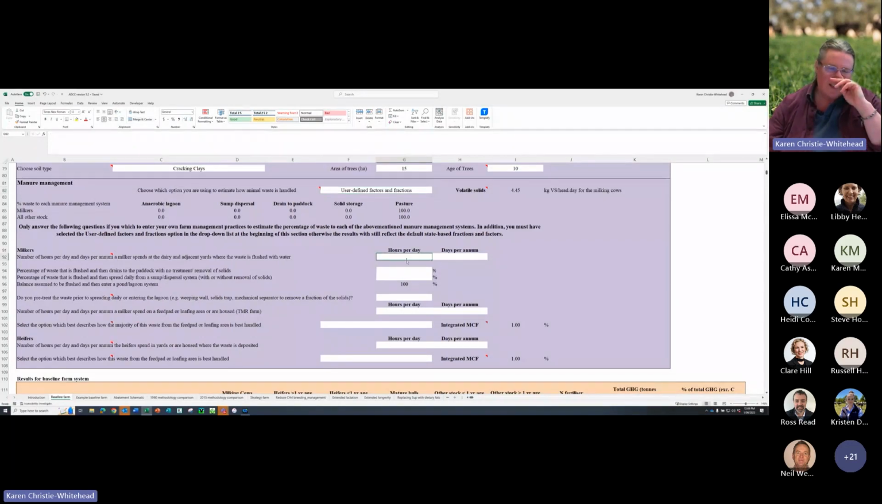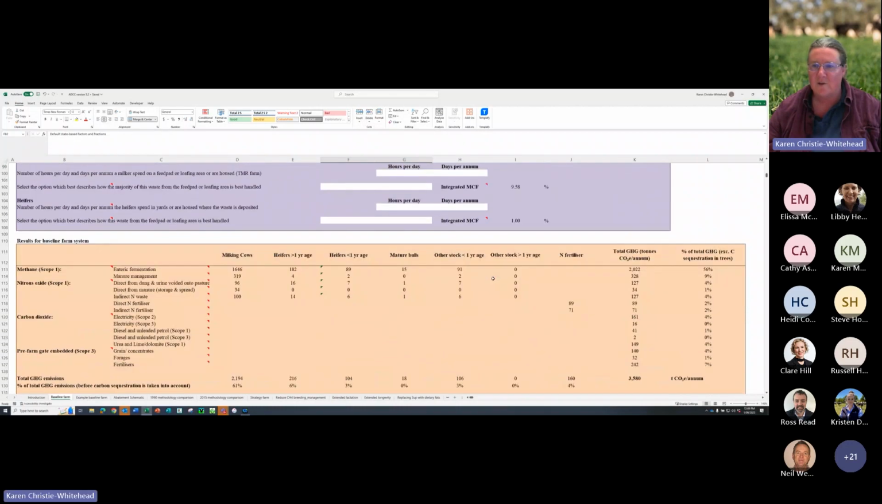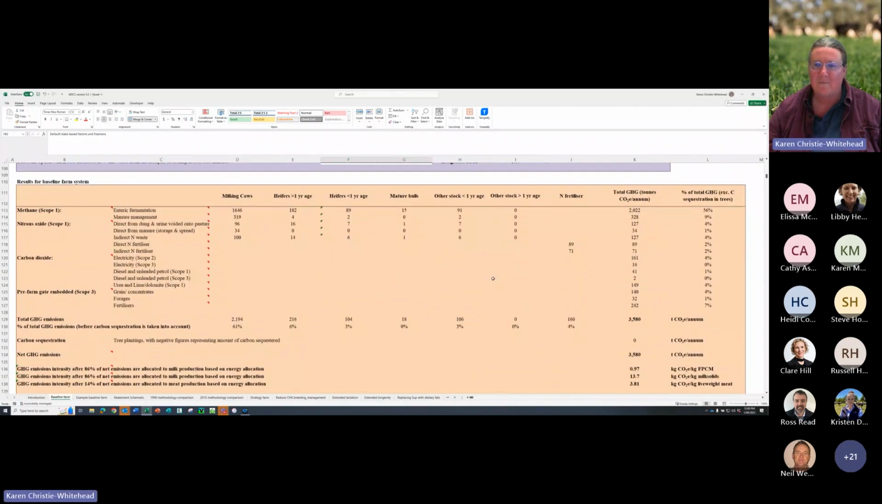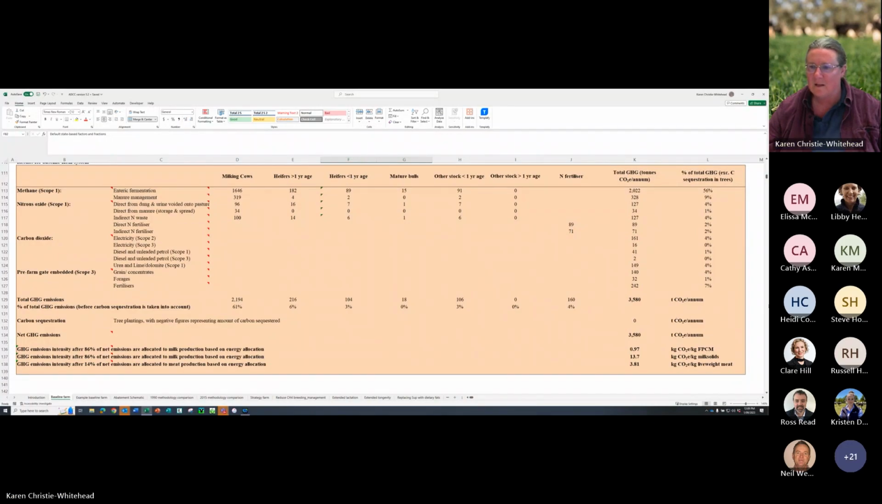So let's say, at the moment, I haven't got any data in there, so we'll go back to the default and we'll just look at how those results look. And so what we've broken down the results into is all the different sources and the different stock classes, as well as fertiliser. And we can see for this particular farm, when we add up all those emissions, they're sitting at around 3,580 tonnes of CO2 equivalent.